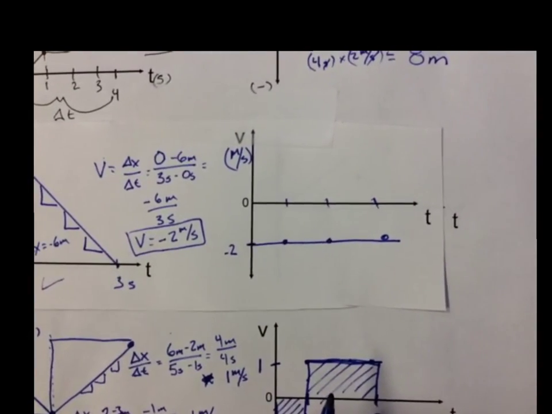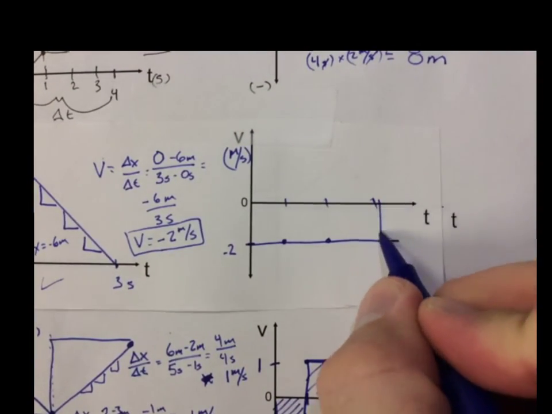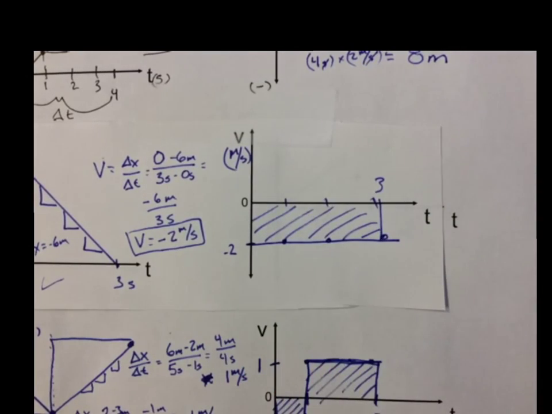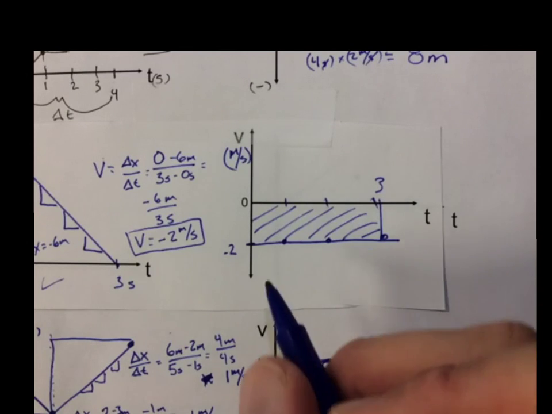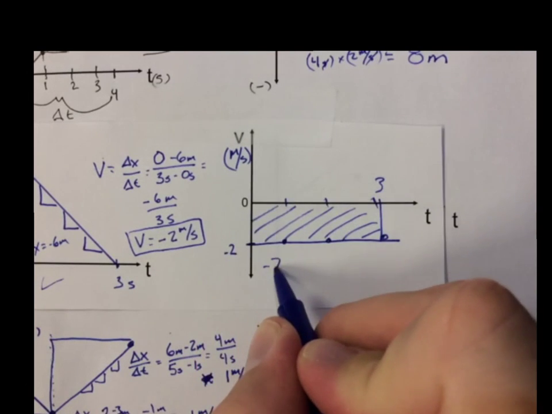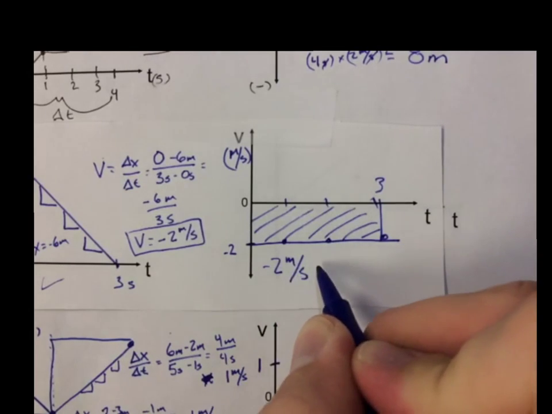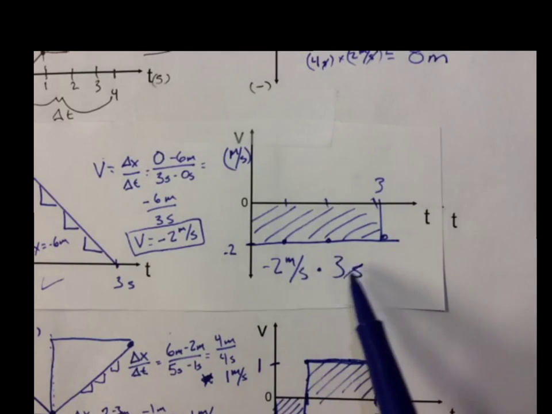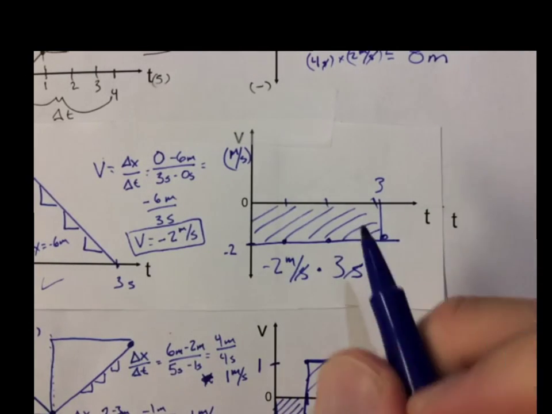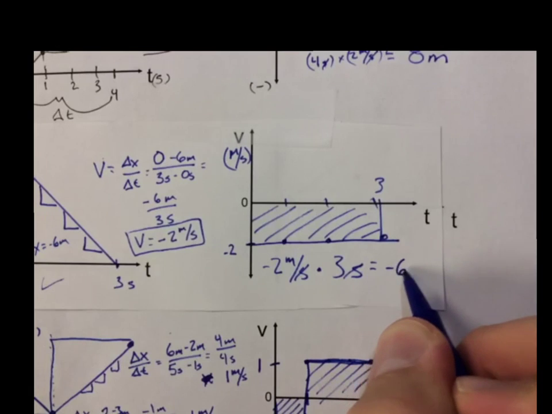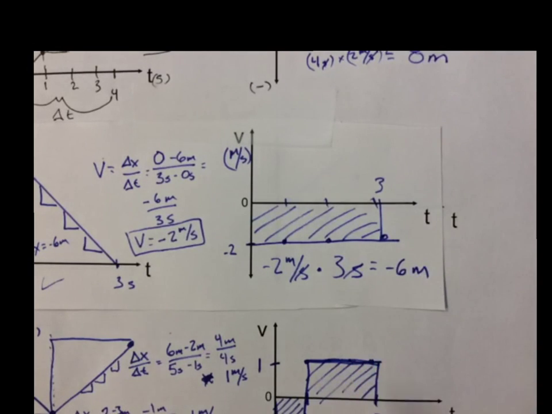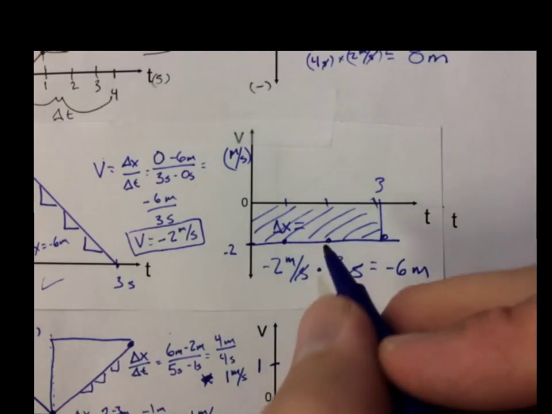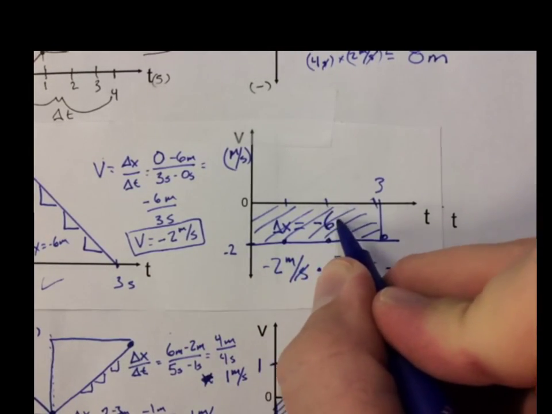Well, let's take a look over here if we can figure out what this would be. This object went out to 3 seconds. So if we shade that in, if you were to find the area of this graph, what you would have is, let's just start over here, this is negative 2 meters per second, and we would multiply that by 3 seconds. Once again, the seconds cancel out, and negative 2 times 3 is negative 6 meters. So what we just confirmed here is that the area under a velocity versus time graph is the displacement of the object.